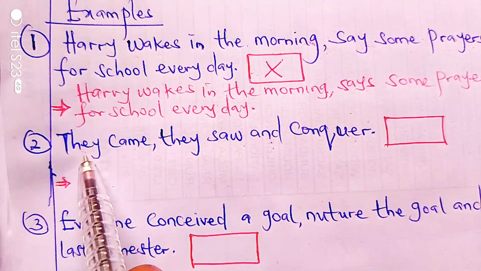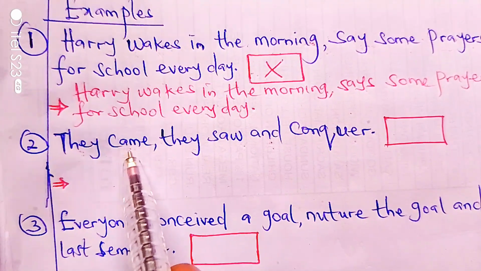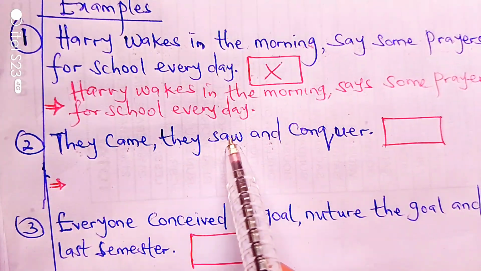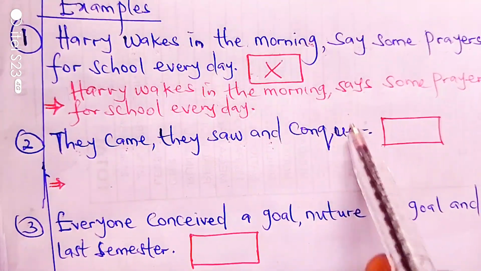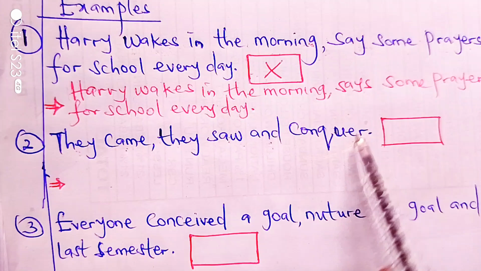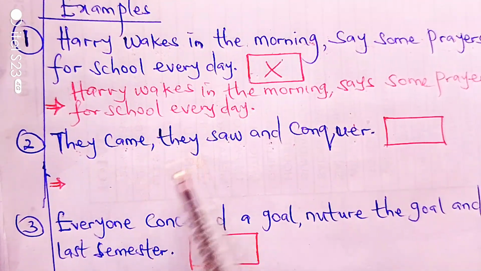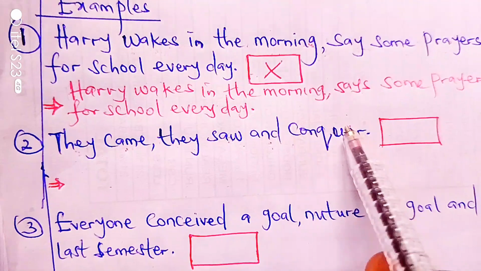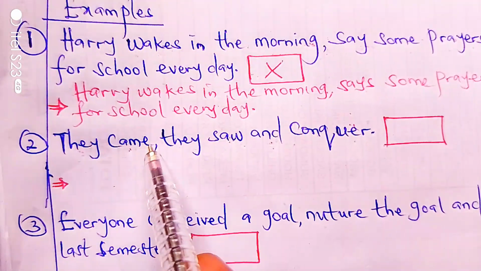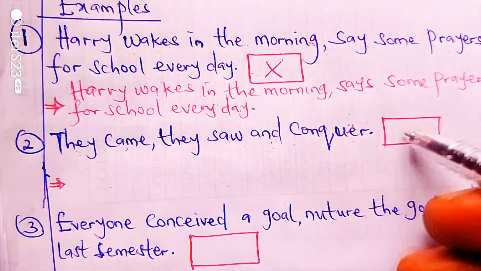They is a plural subject. So they came, now this is past tense. They saw, these are past tense also, and conquer. This conquer here would have been correct provided this is what they do every time. But since we have came here, we have saw here, so why should this be different? So it should be they came, they saw, and they conquered.